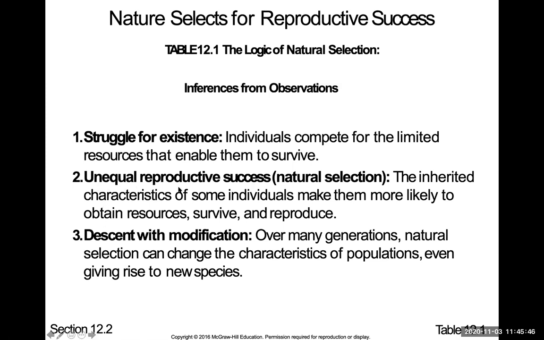So then we have unequal reproductive success. The inherited characteristics of some individuals make them more likely to obtain resources. I just gave you the example of one person being strong and the other one not being strong. Someone asked a question, I thought it was interesting. Someone said, oh, what if the other person has martial arts?